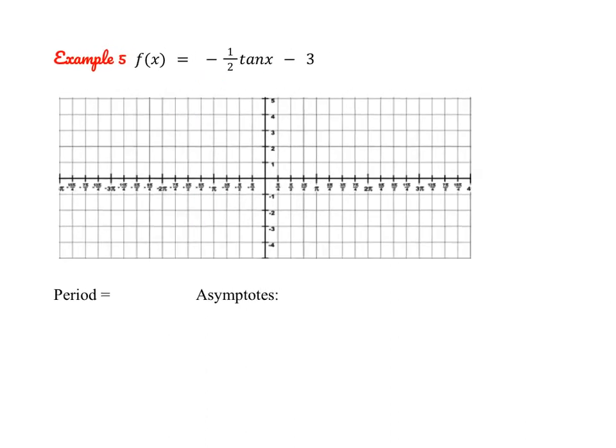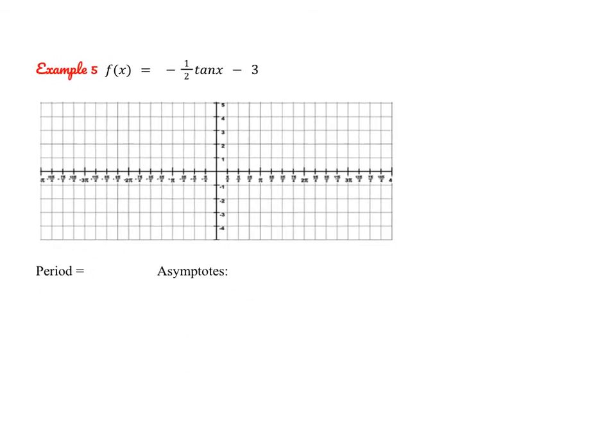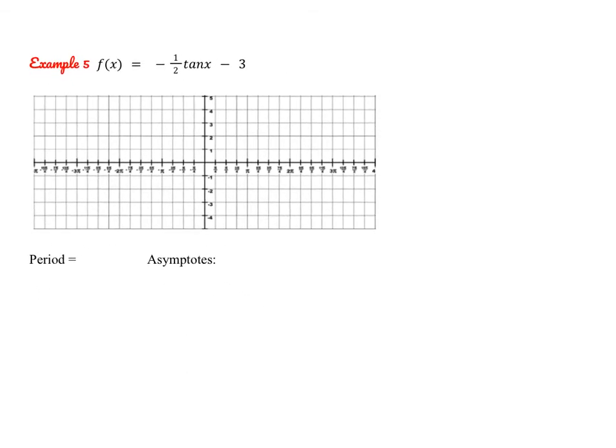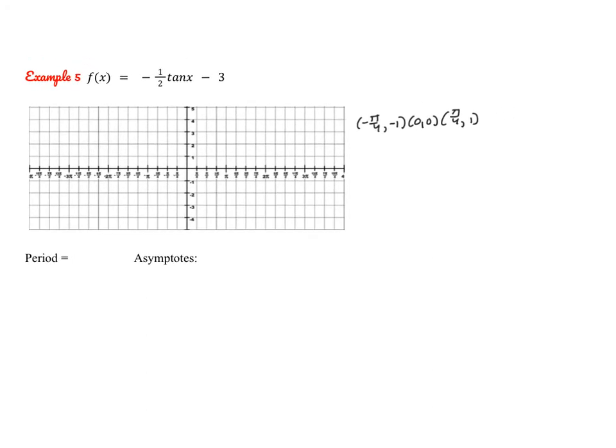All right, so here I see a couple of transformations, so we'll work through this one together as well. Let's start with our key points. So we have negative pi over 4, negative 1; 0, 0; pi over 4, 1; and then our asymptotes. x equals negative pi over 2, and x equals pi over 2. So I'm going to start with the two transformations I see involving multiplication. I'm going to group them together, but it is two separate transformations.